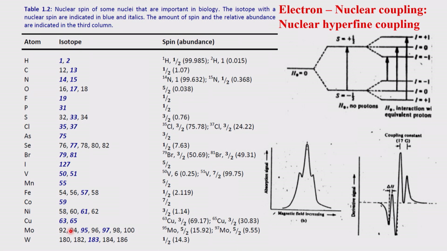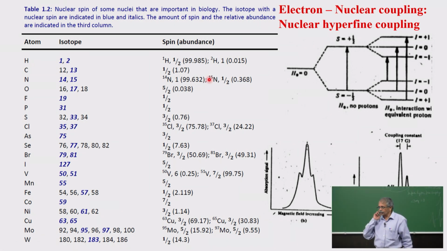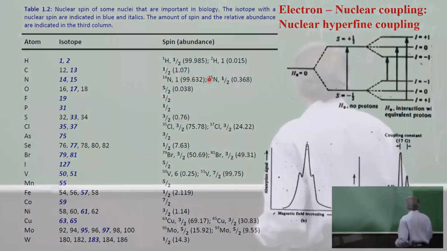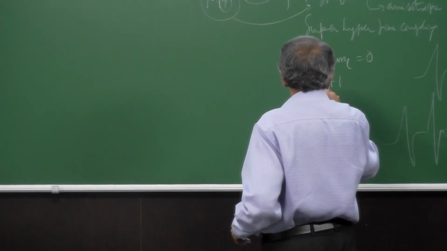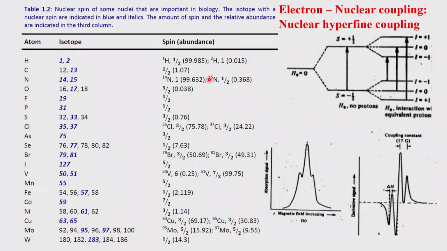Now to understand whatever I said in the previous slide, we have a set of isotopes or atoms, and their spin value and their abundance value. That should tell us which one will give coupling and which one will not. If the spin value is 0, then it will not couple, and those which are non-zero will couple in the fashion of 2nI plus 1, where I is the nuclear spin value.